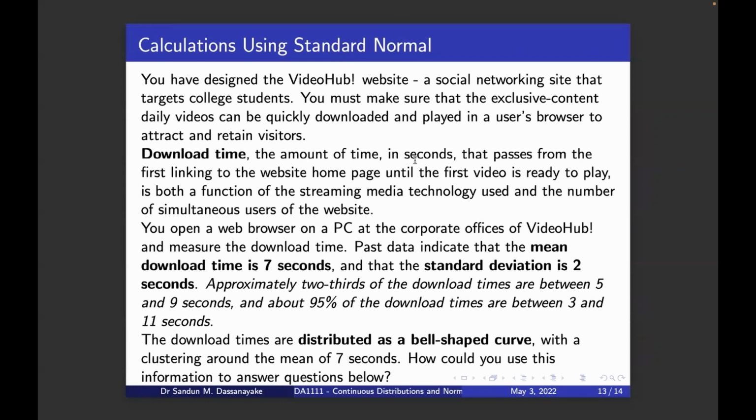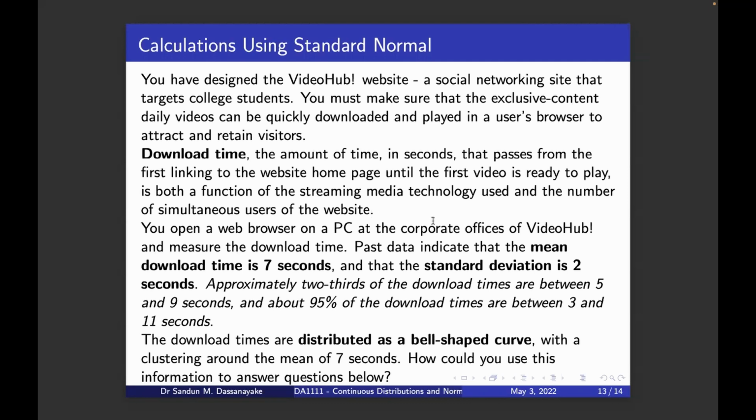You have designed the Video Hub website, a social networking site that targets college students. You must make sure that the exclusive content, daily videos, can be quickly downloaded and played in a user's browser to attract and retain visitors. Download time, the amount of time in seconds that passes from the first linking to the website homepage until the first video is ready to play, is both a function of the streaming media technology used and the number of simultaneous users at the website. So how many users, it's like YouTube, how many users are there, and you are just playing it. The more the traffic, it's difficult to load it.